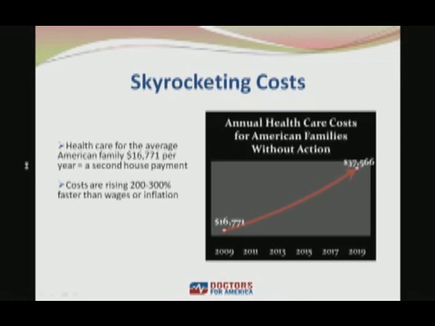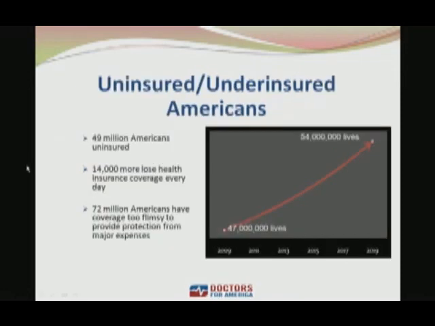This curve represents the number of uninsured Americans. Over 47 million Americans don't have health insurance coverage now, and it's estimated another 14,000 lose their health insurance every day in the current recession. The curve could also represent the number of Americans who are underinsured. A 2007 Consumer Reports study showed that 72 million Americans have bare-bones coverage, too flimsy to protect them or their family from major medical expenses. And we all see each year that although we pay more, our benefits keep shrinking.